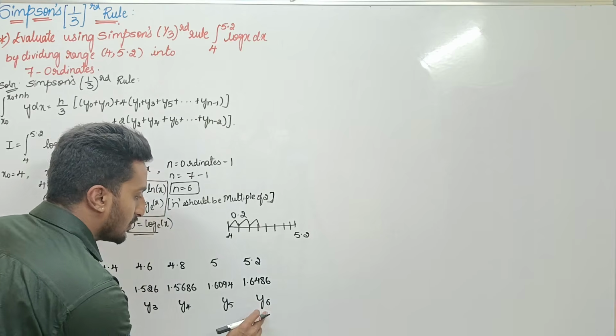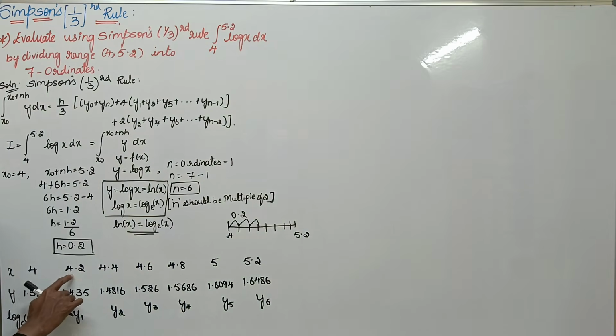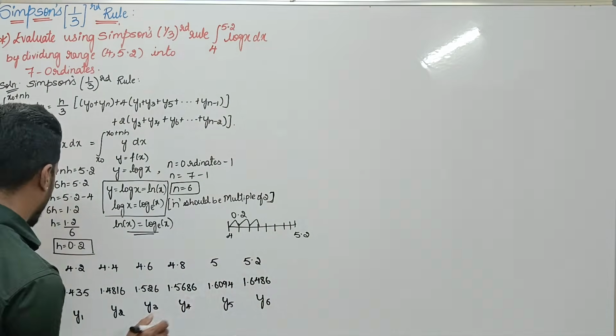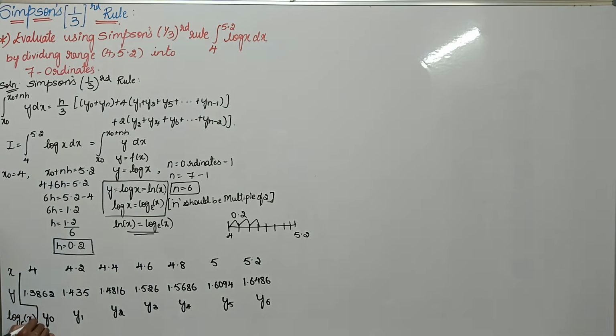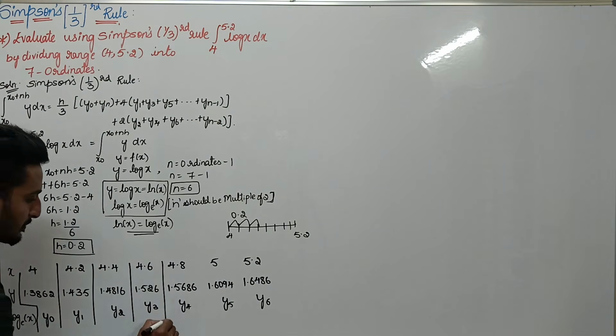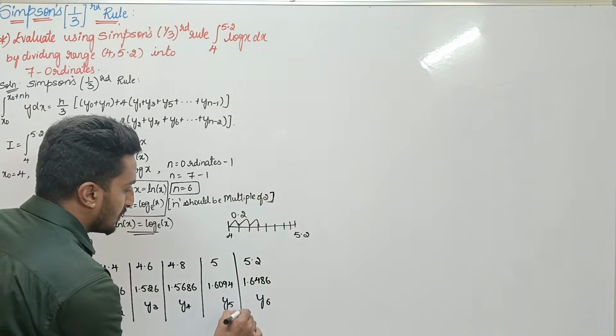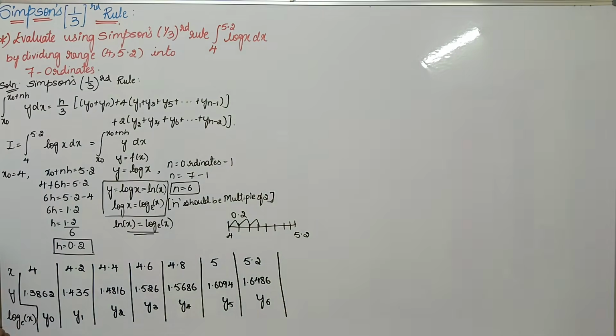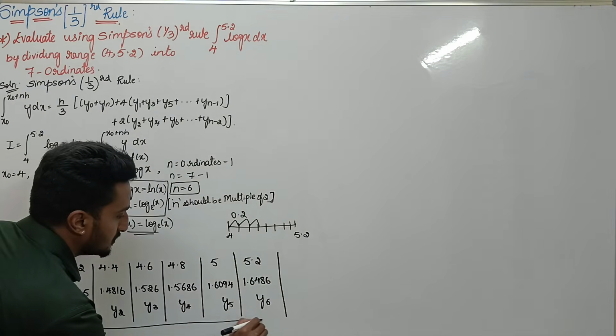See, I have 6 intervals but 7 ordinates: 1, 2, 3, 4, 5, 6, 7 ordinates. Represent them in a tabular column, so that while simplifying there will be no mistake while considering the terms.